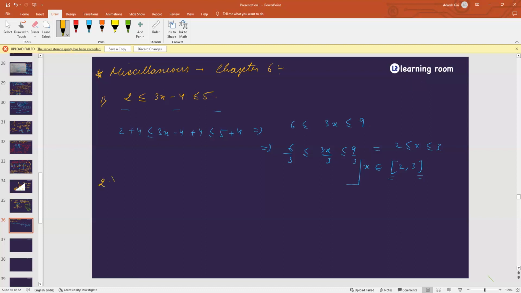Question number 2. The question says: −6 ≤ −3(2x − 4) < 12. Go on, I need the answer in this form.